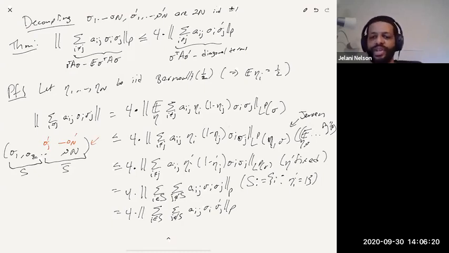This new sign vector is also just a vector of independent signs. It's equal in distribution to the previous vector. So replacing those J not in S with sigma J prime doesn't change the distribution of the random variable at all. It's not just that the norms are equal, the distributions are identical. Okay.